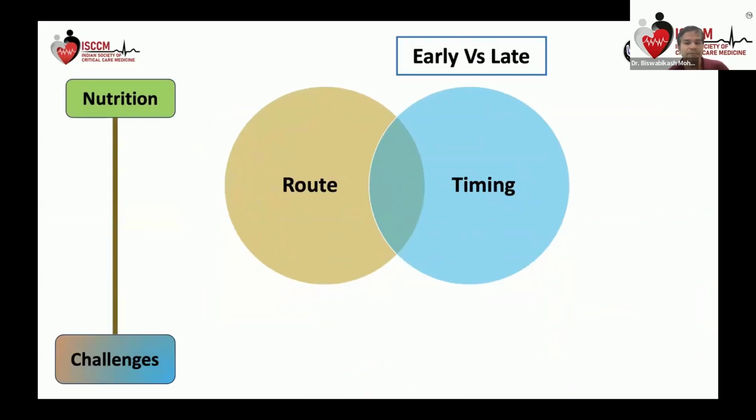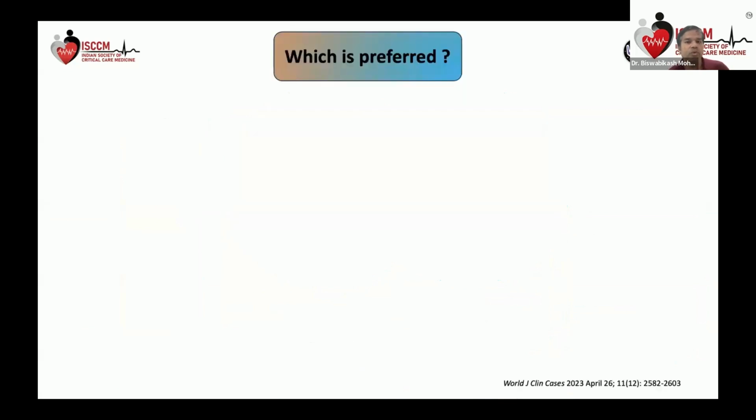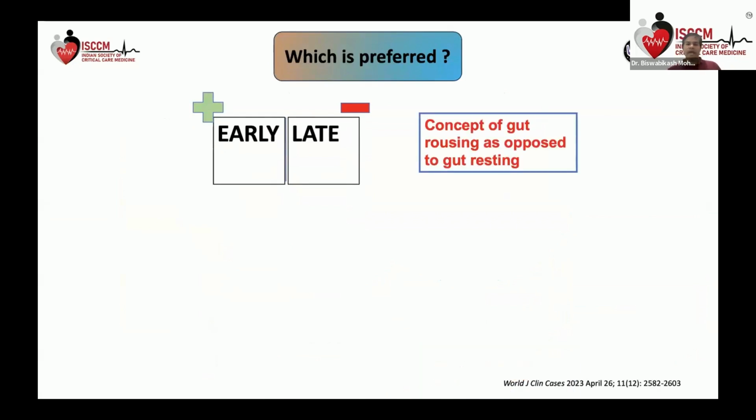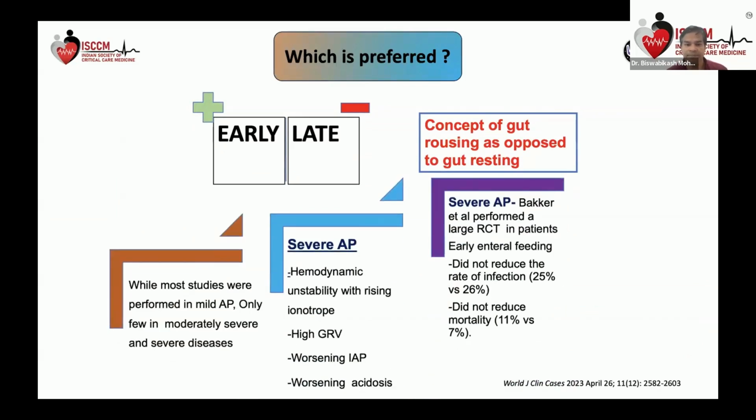There are two aspects: whether to start early or late, and which route to use. First, we'll go with which is preferred, early or late. Nowadays, all the guidelines are going for early enteral nutrition therapy in acute pancreatitis. We call this concept gut rousing as opposed to gut resting. But the caveat is that most studies were performed in mild acute pancreatitis. Only a few studies in moderately severe and severe disease started early enteral nutrition.